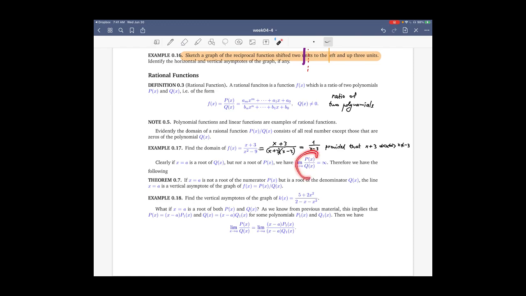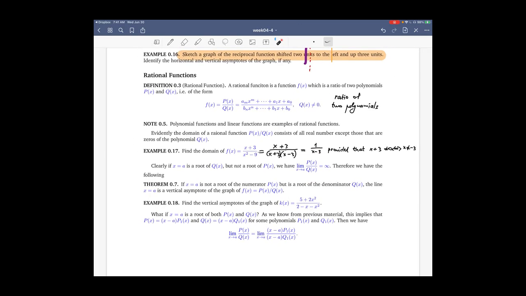But why is this limit infinity? Well, if a is a root of q, as x approaches a, q approaches 0. But p at x approaches some finite non-zero number. And when you divide a number that is not close to 0 by numbers that are closer and closer to 0, the ratio will of course be closer and closer to infinity.